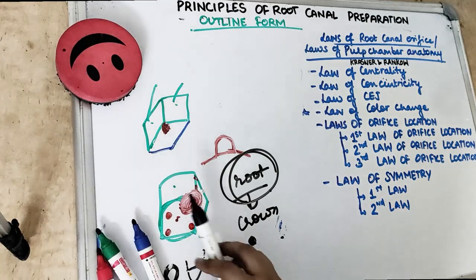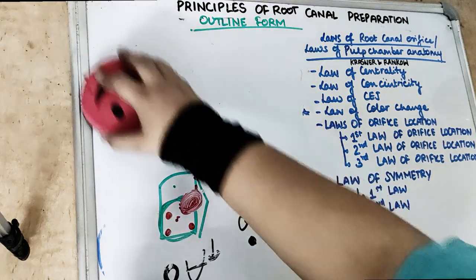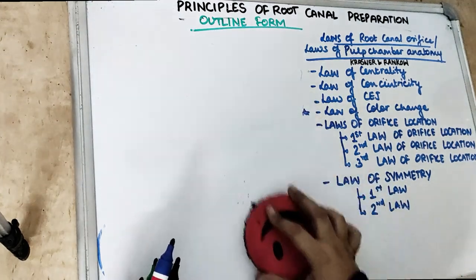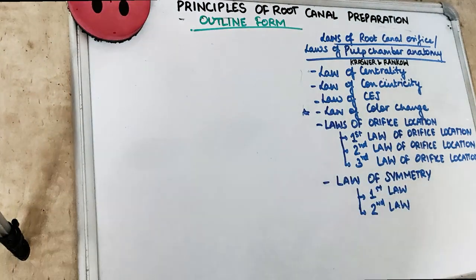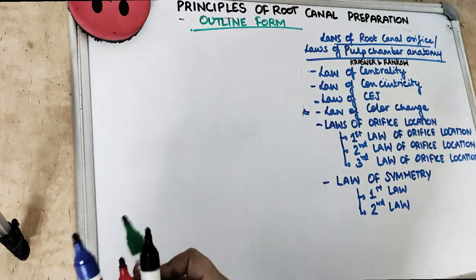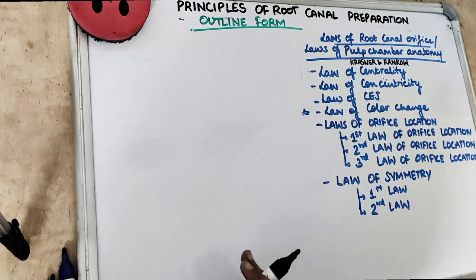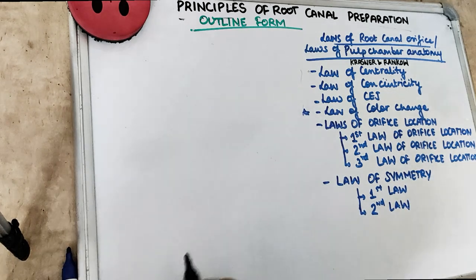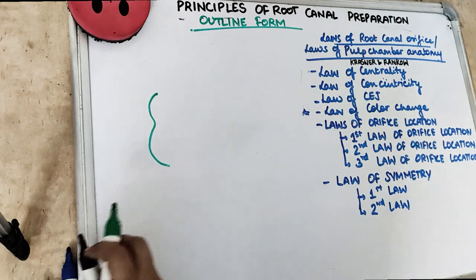Now coming to the laws of symmetry. See, the laws of symmetry have an exception, okay? These laws of symmetry have an exception in maxillary molars, as you all know. We have already covered the anatomy, and because of the triangular shape, if the fourth canal is not present, these orifices of the canal are affected.